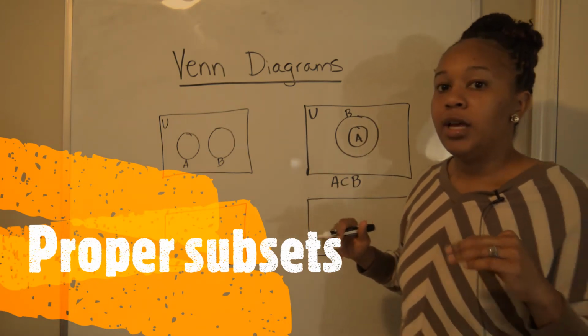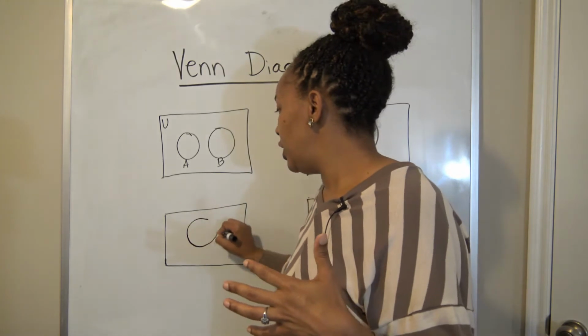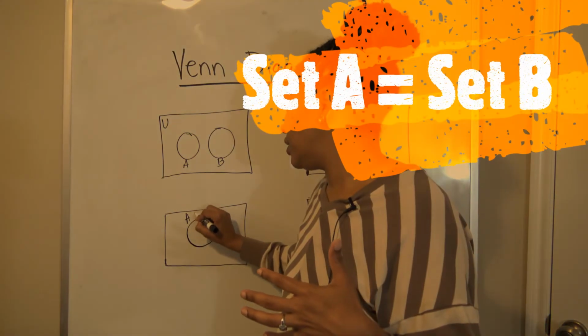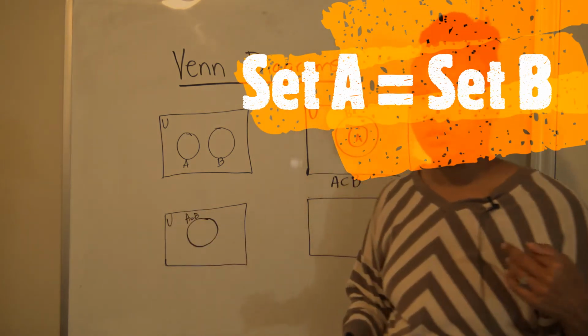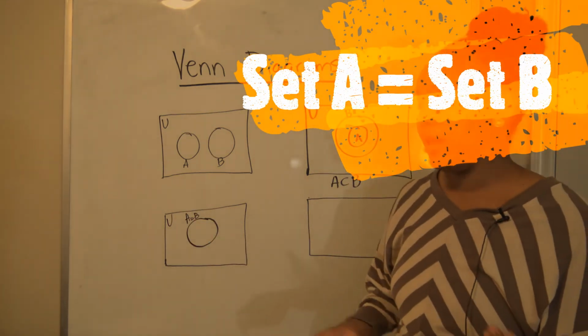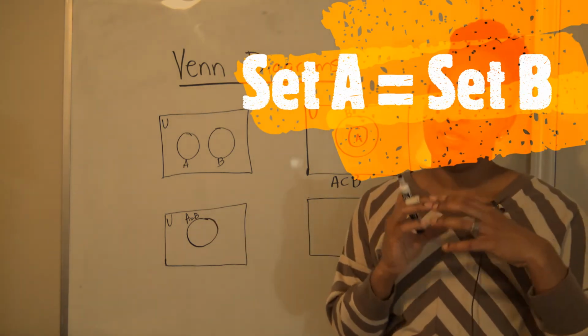All right. The other thing that can happen is A and B can actually be equal. And if that's the case, they have the same circle. So A equals B here. Again, this is my universal set, which means there could be things outside in this part. But if A equals B, then they have to be the same circle.